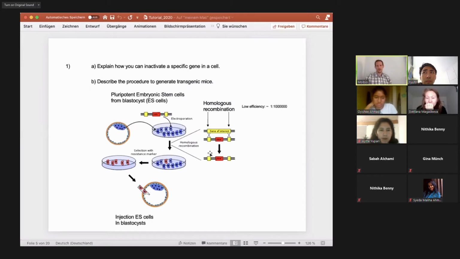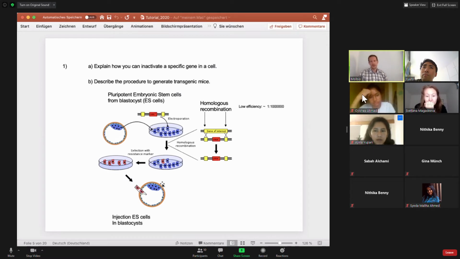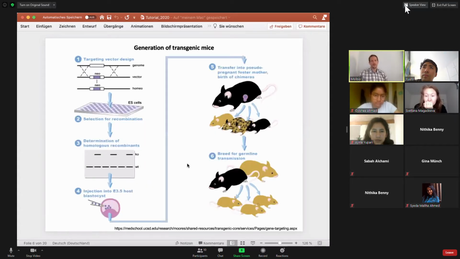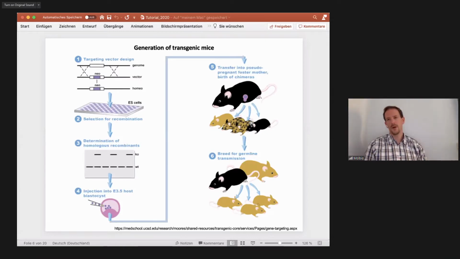Well, first of all, here you have your homologous recombination that you integrate into cells from the blastocyst, into the pluripotent stem cells, and those ones you select. And then you inject them back. And after you've done that, you implant that into a pregnant foster mom, and you will get offspring. And these offspring are extremely unlikely to already have hit the germline, or extremely unlikely to be already fully transgenic.